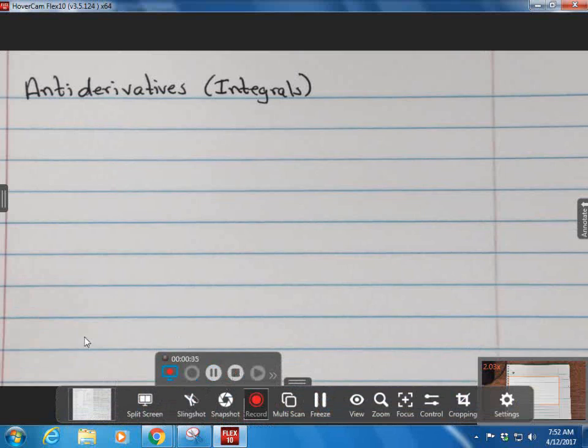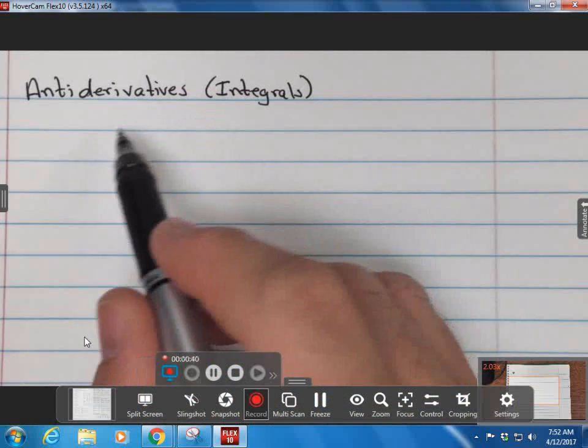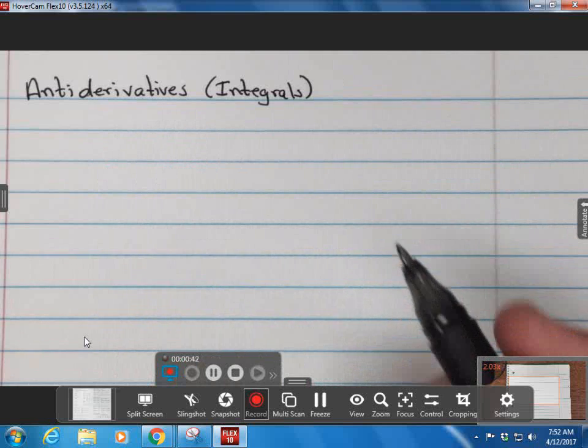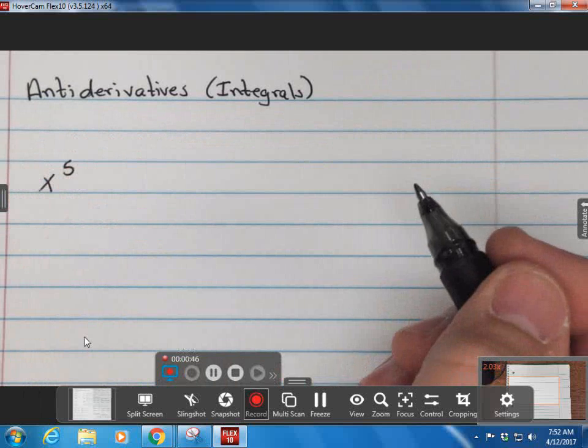Okay, folks, here we go. Antiderivatives, also known as integrals. That's just another name for an antiderivative. Here's all you're doing. If you've got a function, let's start with x to the fifth power.